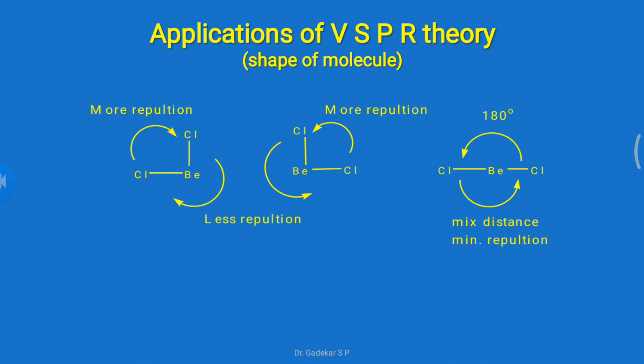So the chlorine bond pair has greater repulsion. In the second example, the chlorine has more repulsion and the other side less repulsion. If they are far apart, near about 180 degrees, they form a maximum distance and minimum repulsion, and they are more stable. So because of this bond pair repulsion, they form a linear or diagonal shape of molecule. This is explained by VSEPR.